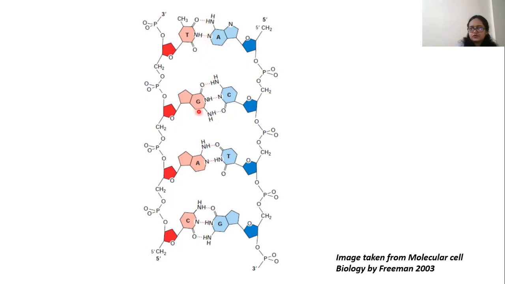Why, in the case of guanine and cytosine, is there the presence of three hydrogen bonds? The same concept of hydrogen bond: the more electronegative oxygen is forming a bond with the hydrogen of the cytosine, and here H is forming a hydrogen bond with nitrogen, and H is forming a hydrogen bond with oxygen. So in the same way, you can see between guanine and cytosine, three hydrogen bonds are there, while between adenine and thymine, two hydrogen bonds are there.